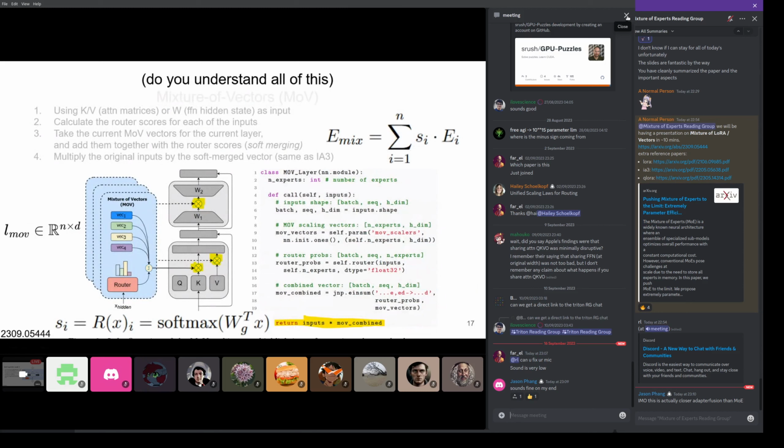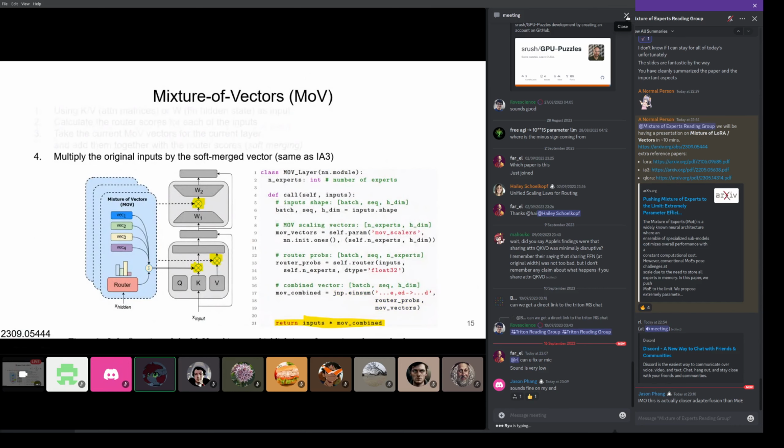And if that was confusing, then you should probably complain even more, because although I feel like I understood this explanation a lot, I am not sure whether other people in the audience understood it. That is the mixture of vectors explained.